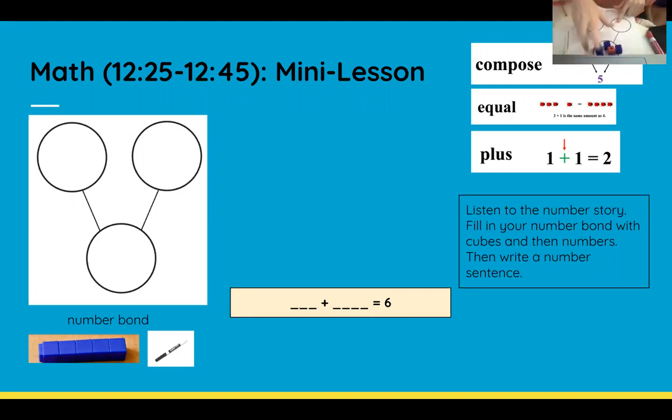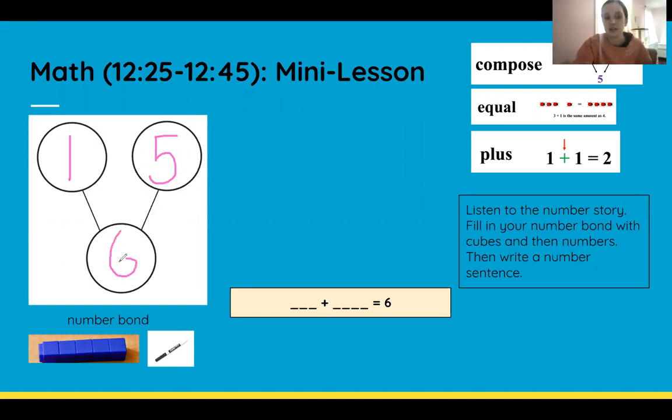All right, now fill in your number bond with numbers. Fill it in and see what you get. All right, now I'm going to write it. See if you get the same thing as me. 1 cube in the ground, 5 cubes in the tree. When I moved them all together, I had 1, 2, 3, 4, 5, 6. 1 and 5 make 6.